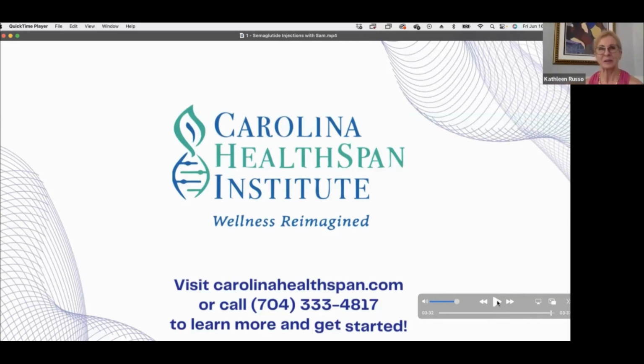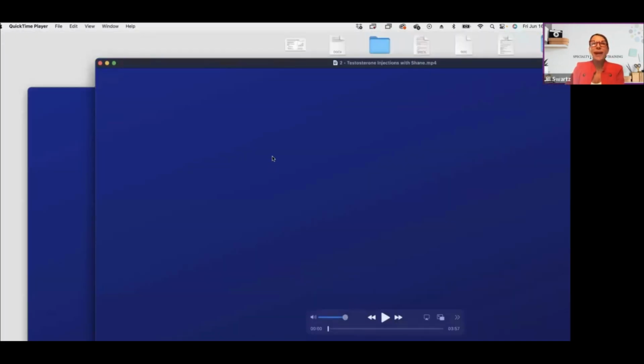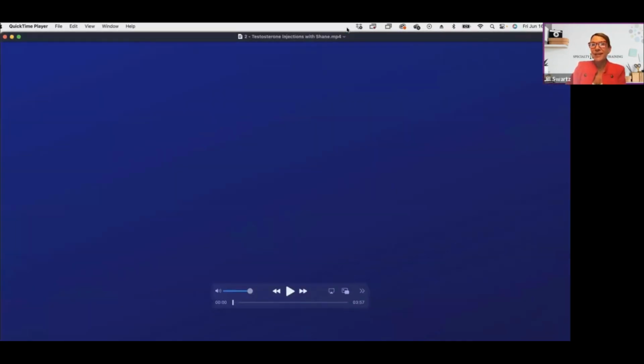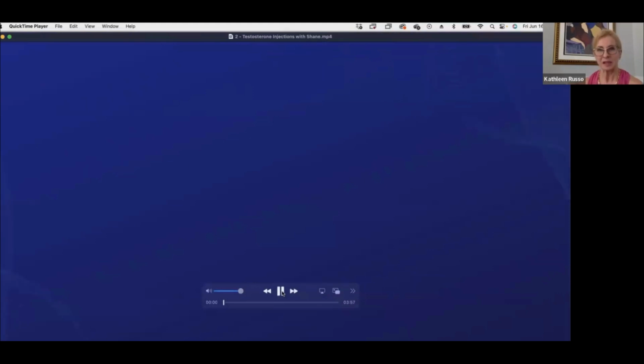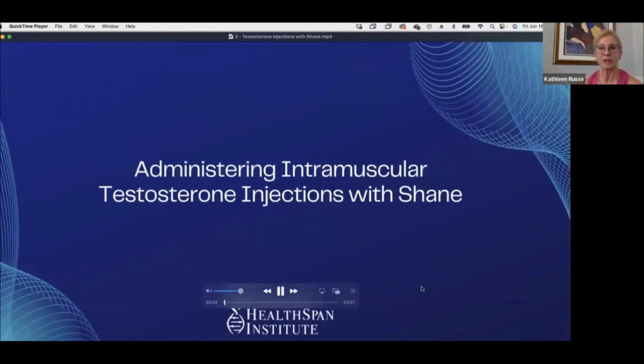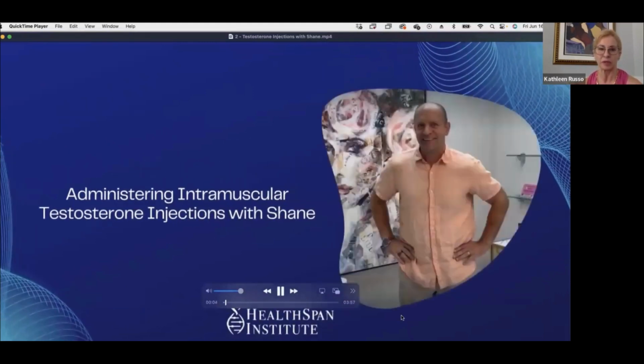Yep, that's great. So that's the demonstration of a sub-Q injection. Some of those medications include peptides, the growth hormone secretagogues, NAD, and the weight loss medications like semaglutide and teriparatide. Those are all given subcutaneously. Now we're going to move on to a testosterone injection. Testosterone is a thick oil, and so it requires an intramuscular injection.